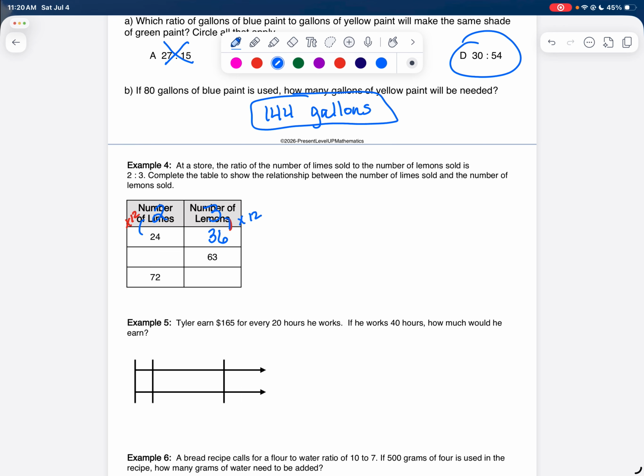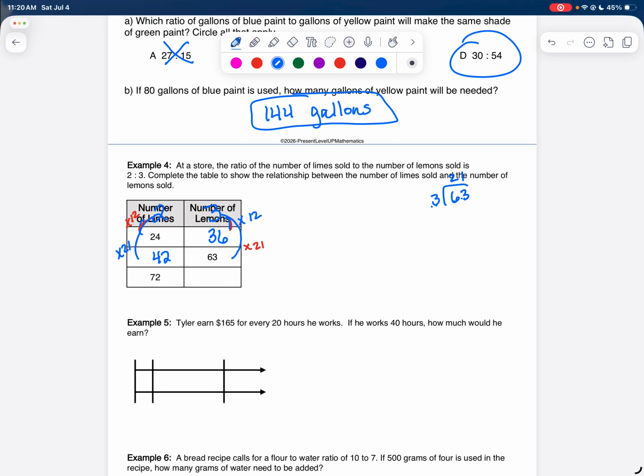All right. So the next blank gives me the number of lemons is 63. So I'm trying to get from 3 to 63. So what I need to know is what am I scaling by? What's my scale factor? So I'm going to take 63 and divide it by 3. So 3 goes into 6 2 times, 3 goes into 3 1 time. So that means my scale factor here is 21. So I must take this 2 and multiply it by 21. And 21 times 2 is 42.